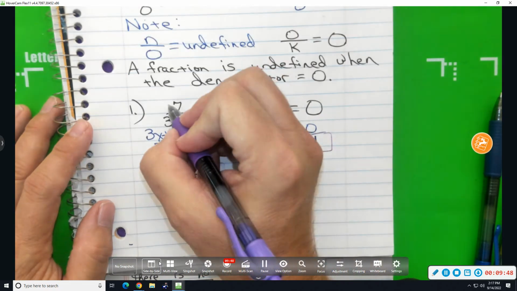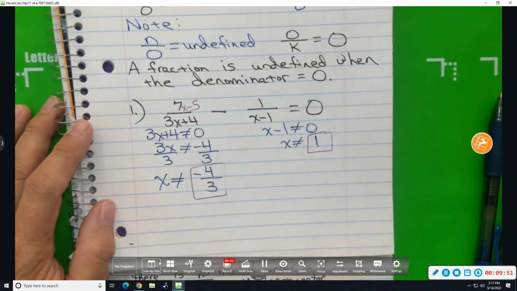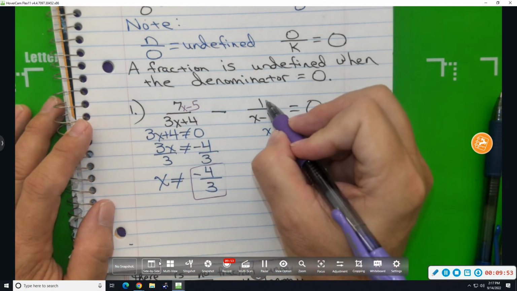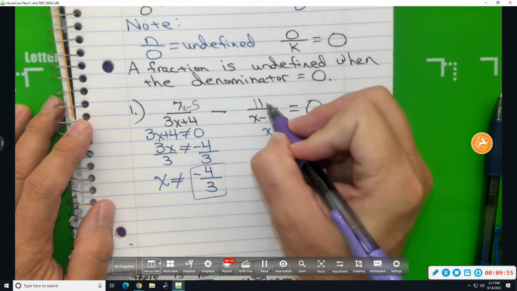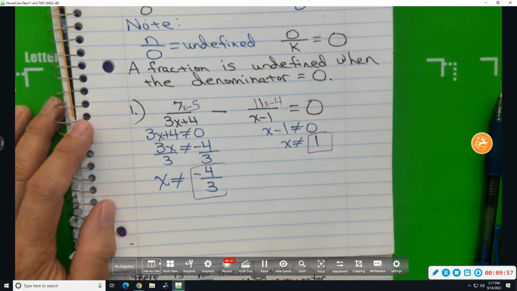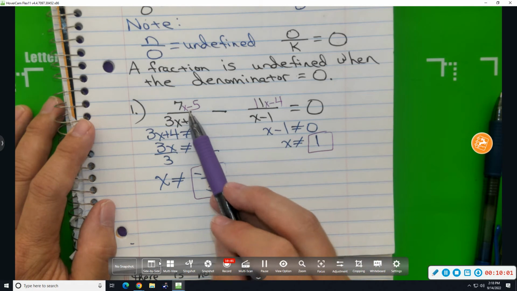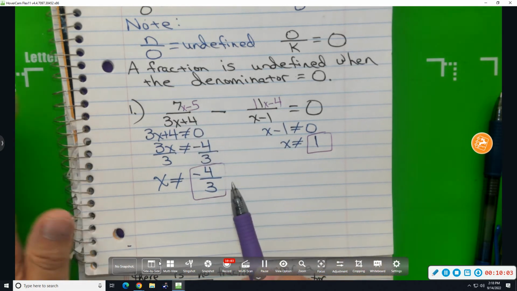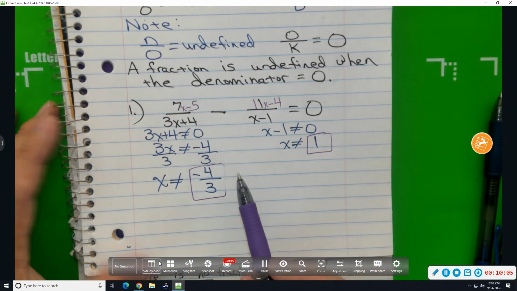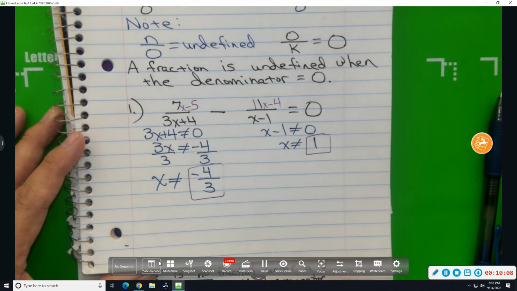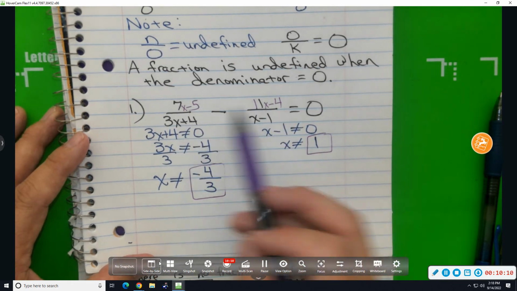That could have been a 7x minus 5 there. That could have been an 11x minus 4 up there. The numerator has no impact, even if that had been a messy numerator. To determine when a fraction is undefined, all you look at are the denominators. So the numerators could be anything.